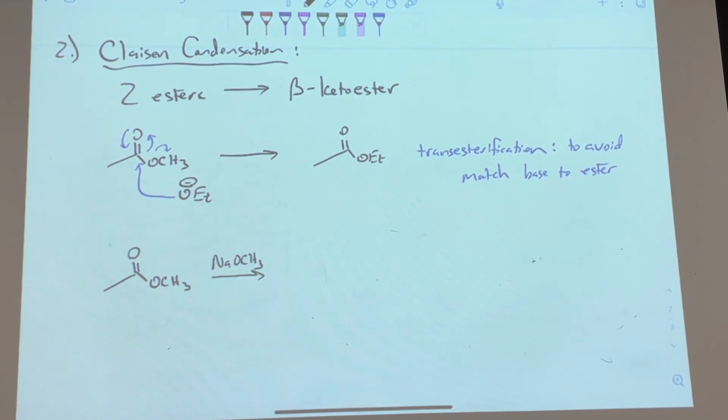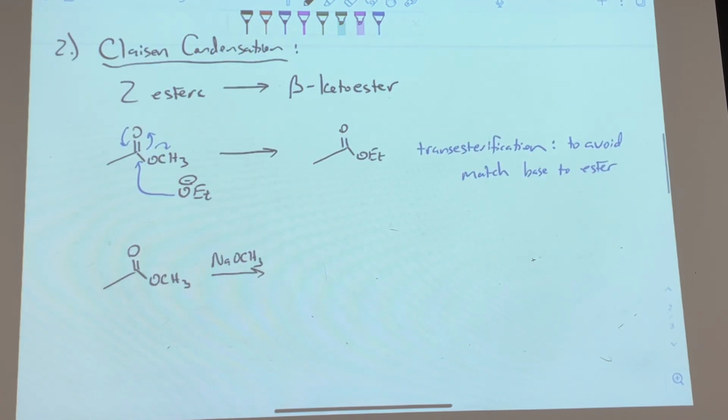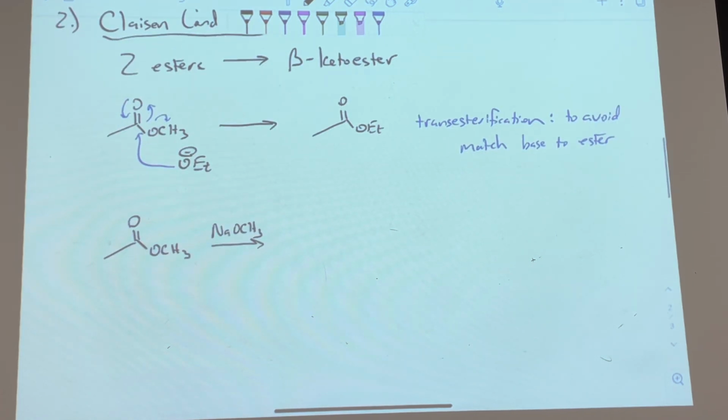All right. So anyway, now that we've got the right ester and base pairing, what's going to happen? Actually, let me just make another little side note here.